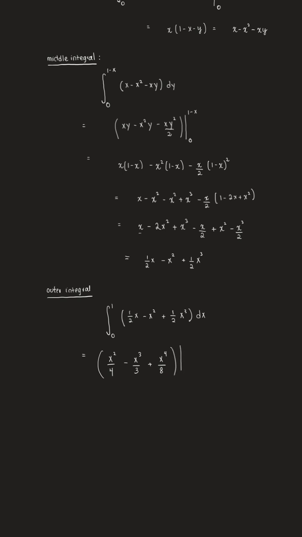From 0 to 1, when we put 1 in place of x, we have 1/4 minus 1/3 plus 1/8. Common denominator here is 24, so that's 6 over 24 minus 8 over 24 plus 3 over 24. 6 minus 8 is negative 2, plus 3 is 1. So our answer is 1 over 24. And so if our original function was a density function, then 1 over 24 is the mass of our tetrahedron.